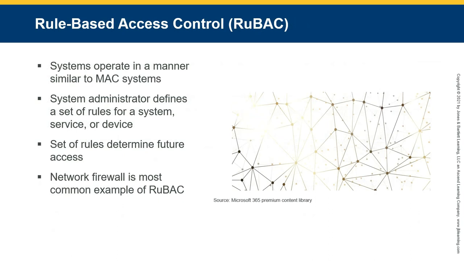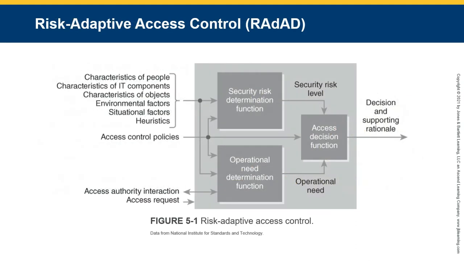Rule-based access control systems operate in a manner similar to a MAC system. Systems administrators define a set of rules for a system, service, or device. The set of rules determines future access. A network firewall is the most common example. Risk-adaptive access control.